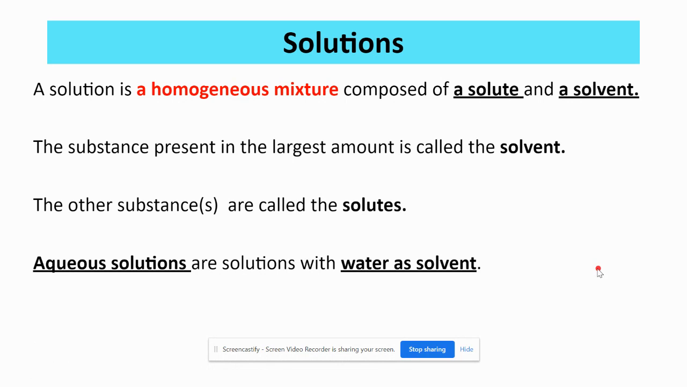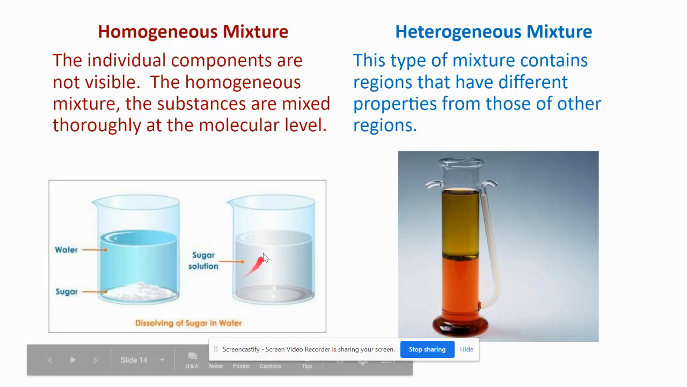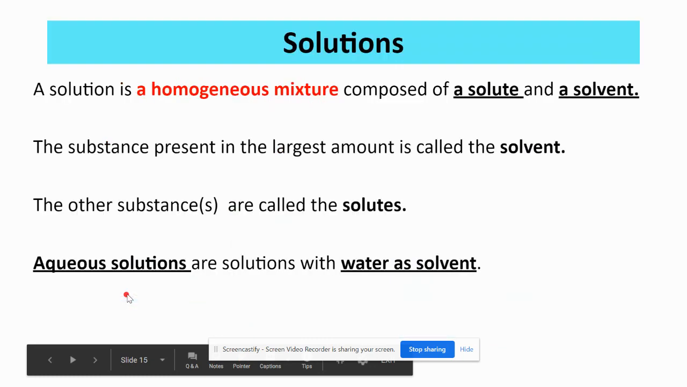Okay, solution. We use a lot of solutions in chemistry, and you should know that it is a homogeneous mixture. It is composed of at least two things. Okay, it has to be a solute and a solvent. A solvent is the one with the larger portion, larger amount, and then solute is the one with the smaller amount. For example, like last slide, sugar and sugar solution. Sugar is a solute, water is a solvent.